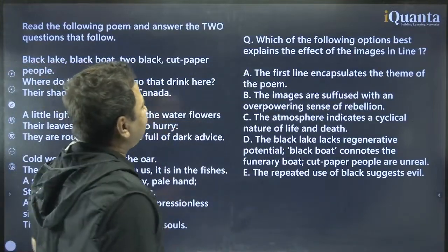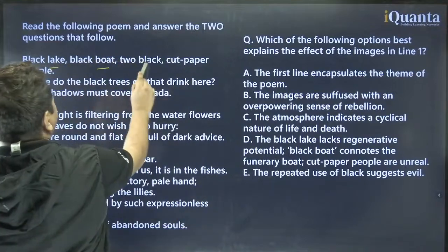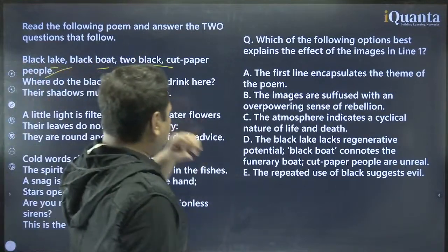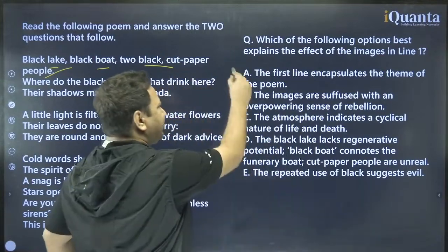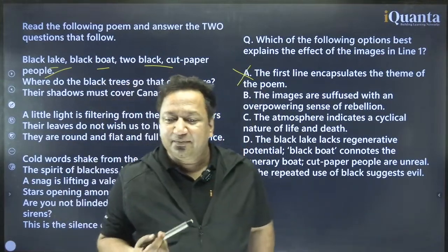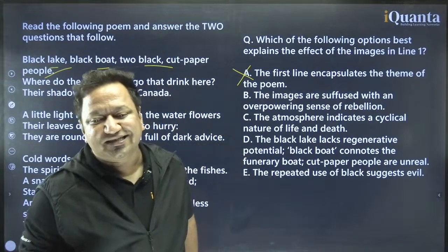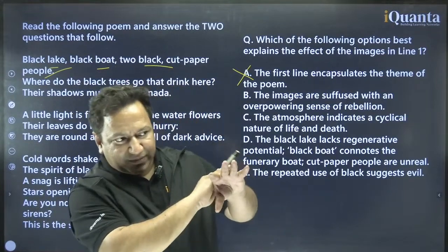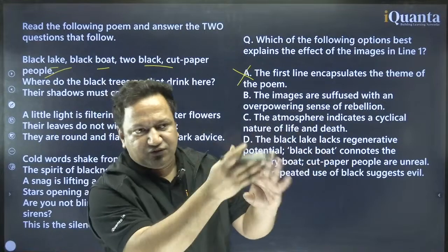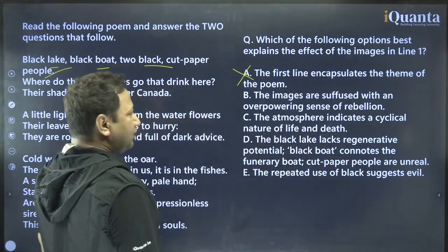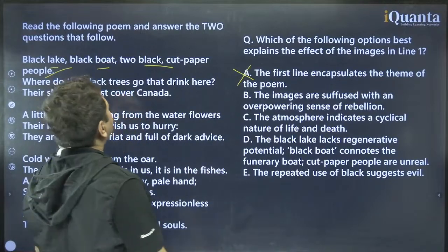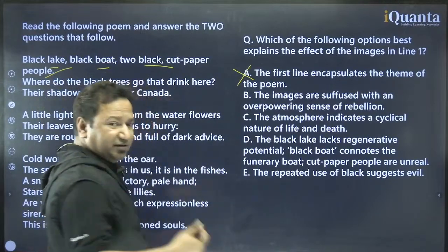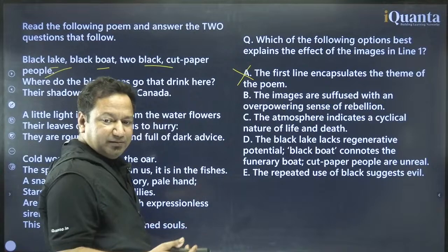Images in the first line. Image: black lake, black boat, two black cut paper people. First line encapsulates the theme of the poem. Is that so? Not really. The theme of the poem is sadness and depression, and a lot of other things. It's not encapsulating, it's just creating a setting, a visual, an imagery. The images are suffused with an overpowering sense of rebellion. Rebel, or rebelling, going against, not really.